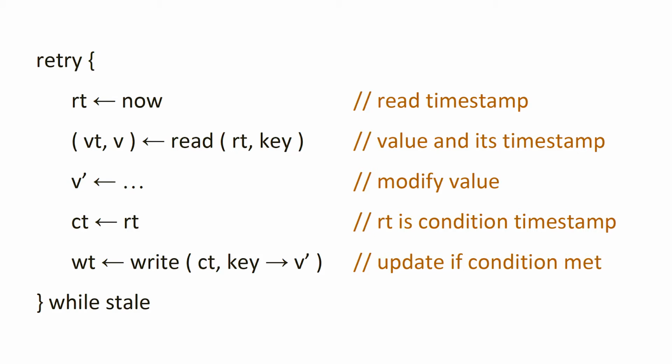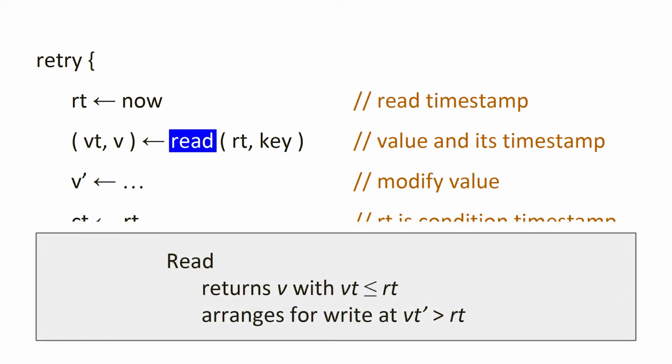With Treode, we choose a time to read as of. Generally, we read as of now, though we could read as of some time in the past. The database returns to us the value for that key as of that time, that is, the value that was set on or before that time, as well as the timestamp that the value was written. Read also arranges under the covers that any subsequent writer will use a timestamp greater than the one we had used for reading.